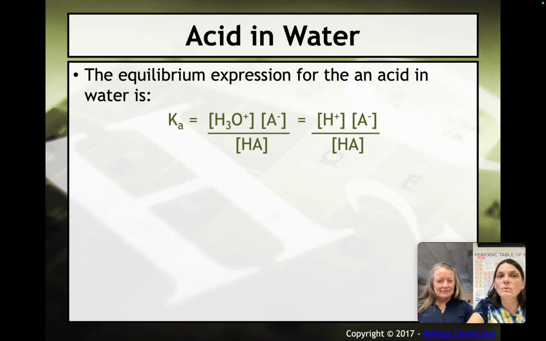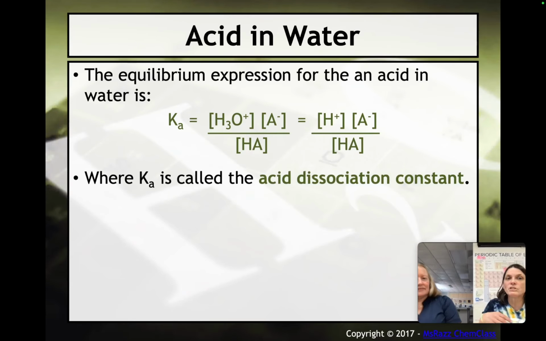All right, so here's our equilibrium expression. All the same equilibrium rules apply. Products over reactants raised to the power of the coefficient. Notice that capital K is our equilibrium constant, and we have a little subscript A. So Ka means the acid dissociation constant. It's an equilibrium constant for an acid. And notice what's in the numerator there. It's H3O plus. That's going to be important when we're calculating pH later on.